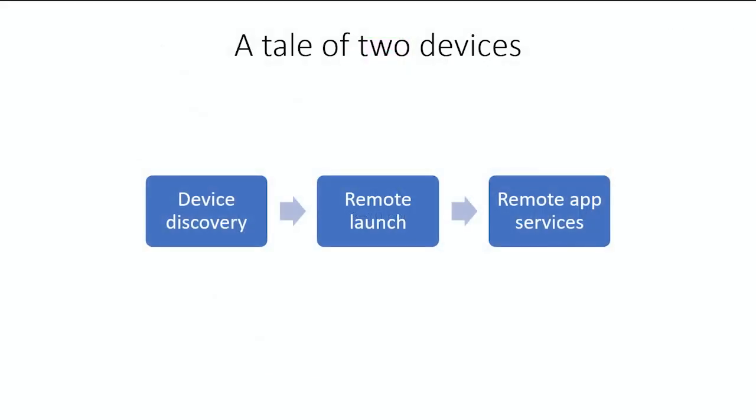The remote systems APIs can be best described in three pillars. The first is discovering the devices in your device graph. And by device graph, we mean all devices registered with the same MSA account. Once you choose a discovered device and connect to it, now you can command the remote device by launching a browser or app onto it. Or, for an even richer experience, you can use remote app services to send messages between those devices.